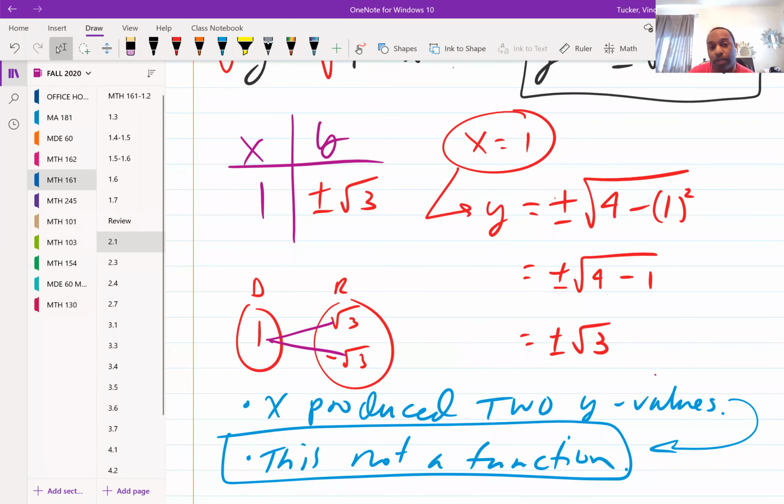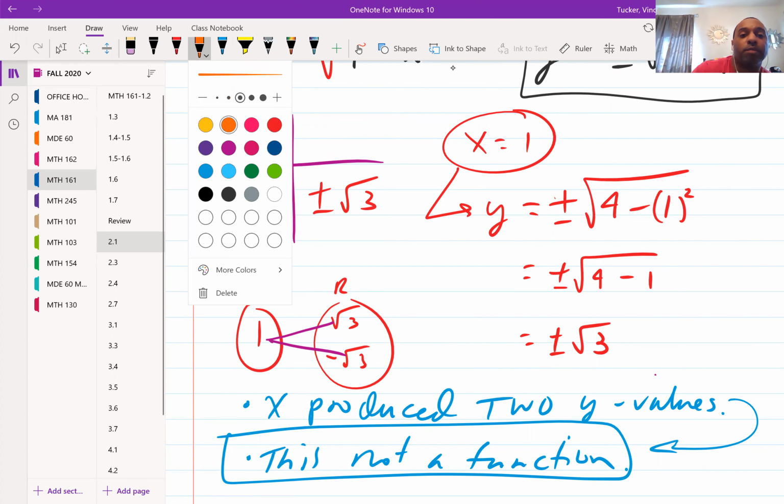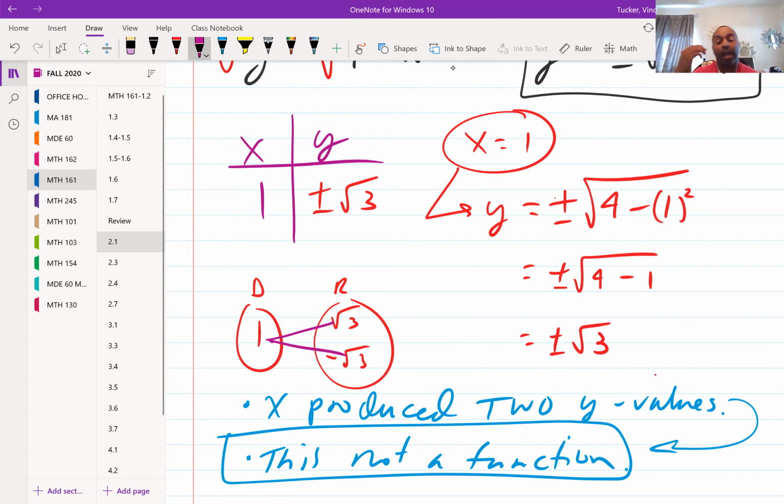So the key to it is that I had an even power on that y initially, and that put us in a position in which we had to have that plus or minus there, and that will produce multiple y values.